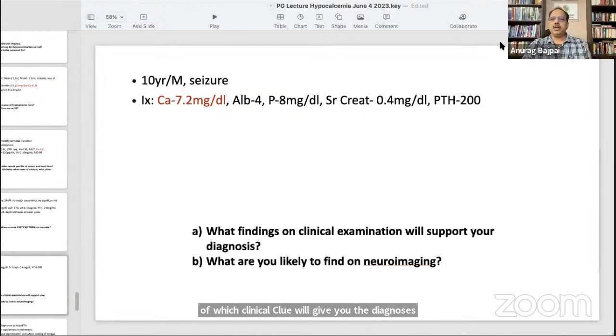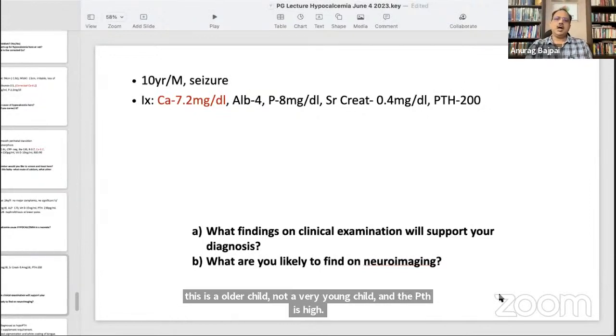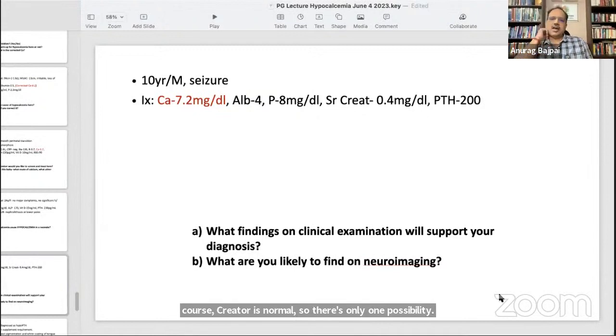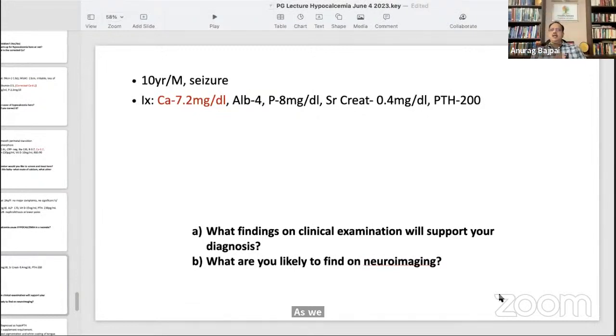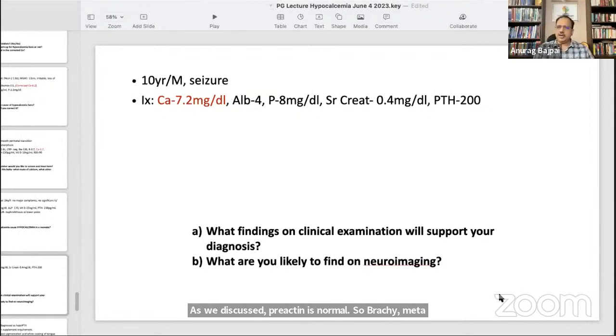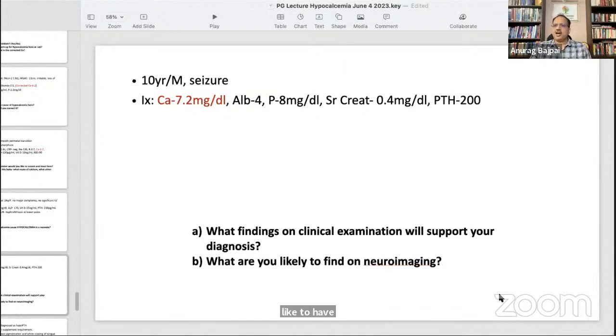So this is an older child, not a very young child. And the PTH is high. Of course, creatinine is normal. So there's only one possibility as we discussed. Creatinine is normal. So brachymetacarpia, obesity, calcification, cataract, all those for pseudohypoparathyroidism. And which of the parents may have hypocalcemia in this case, mother or father? So we would like to have input from the audience, whether the mother will be affected or the father will be affected with hypocalcemia.